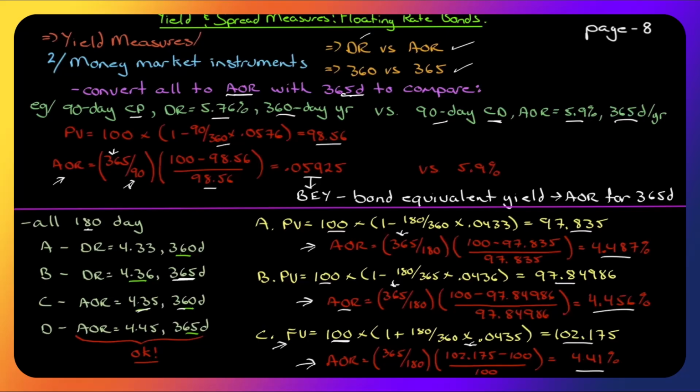Which one do we like the best? You have 4.45, 4.41, 4.456, and 4.487. Look at that, 4.487. So when we look at these yields, the discount rate of 4.33 was lower than all of the other ones, but it ended up being the winner because it was based only on 360 days. This was 365, this was add-on at 360, and this was add-on at 365. Unless you can convert them all to the same type of yield measure, you're not going to be able to compare them. So we convert them all to AOR at 365.